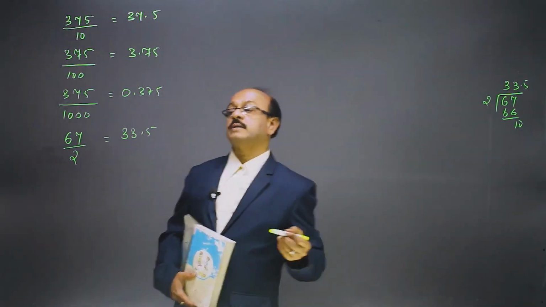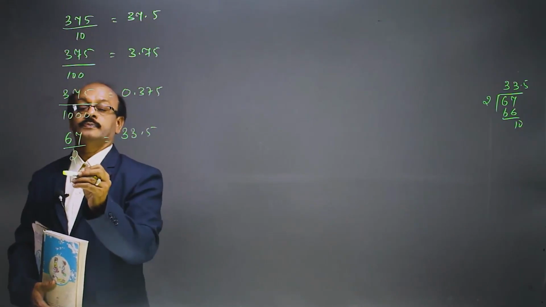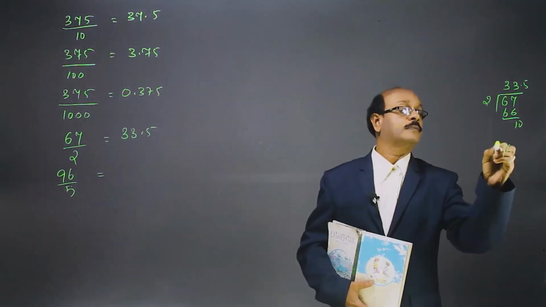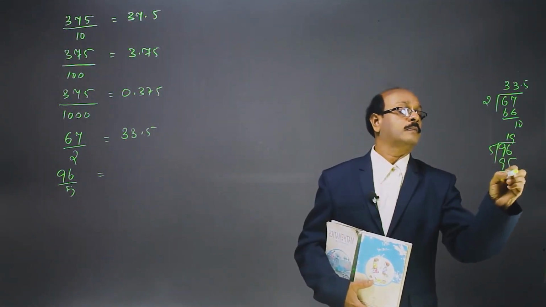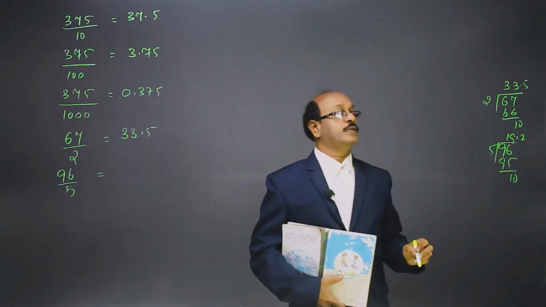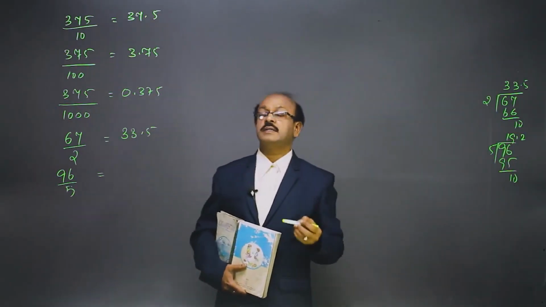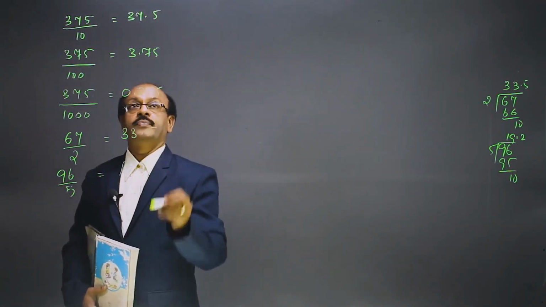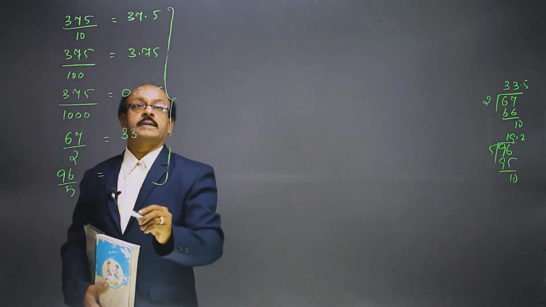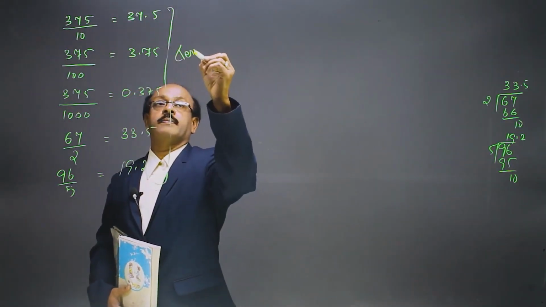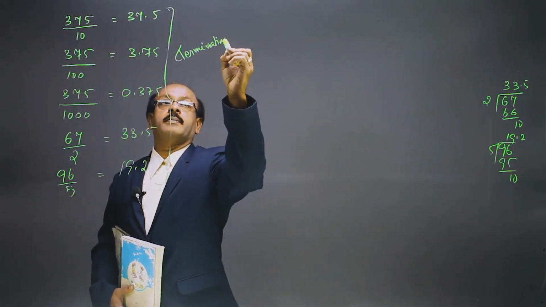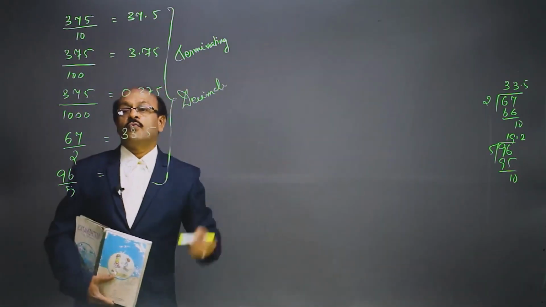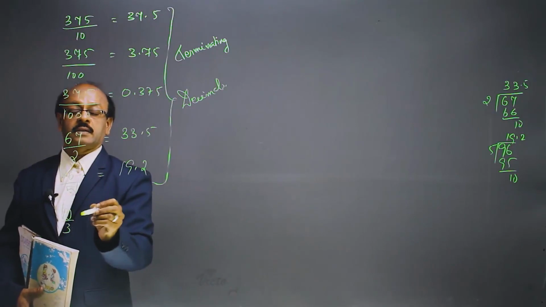One more example, 96 by 5. When we are dividing 96 by 5, we are getting the quotient as 19.2. These are examples for terminating decimals. But find the value of 10 by 3.